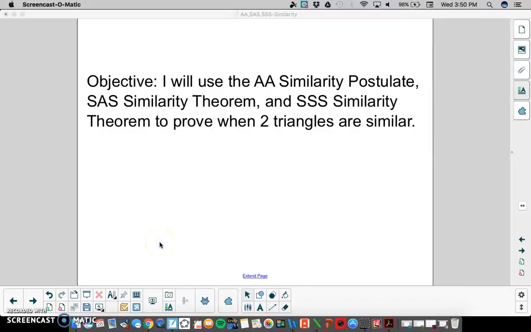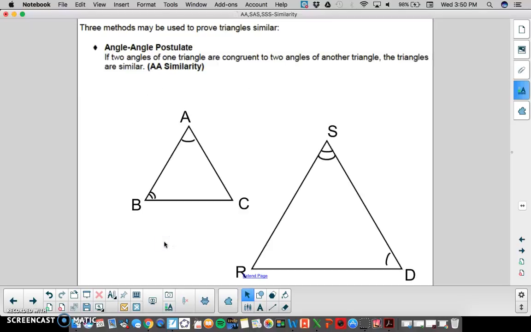In this video, we're going to use the AA similarity postulate, SAS similarity theorem, and SSS similarity theorem to prove when two triangles are similar. So let's take a look at each one of those theorems and postulate. First is angle, angle. That's what the AA stands for.